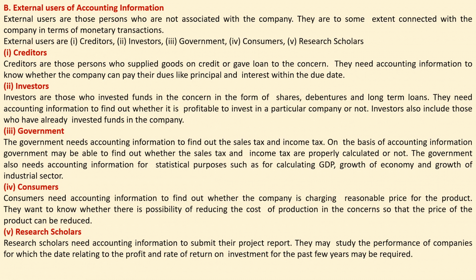First one, creditors. Creditors are those persons who supplied goods on credit or gave loans to the concern for a short period. They need account information to know whether the company can pay their dues like principal and interest within the due date. Second one, investors.